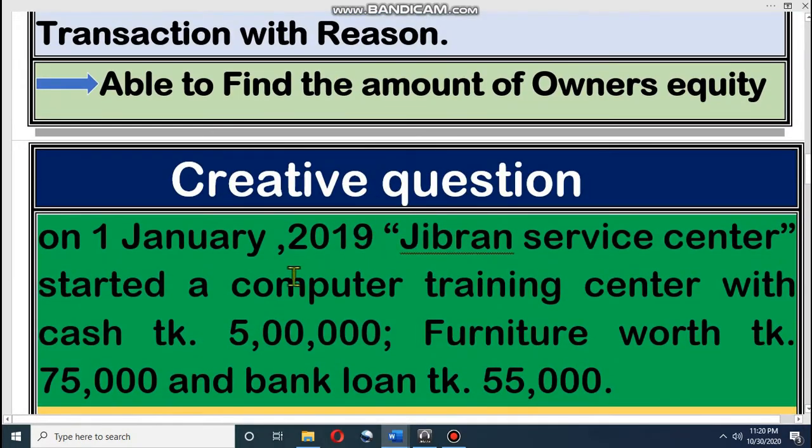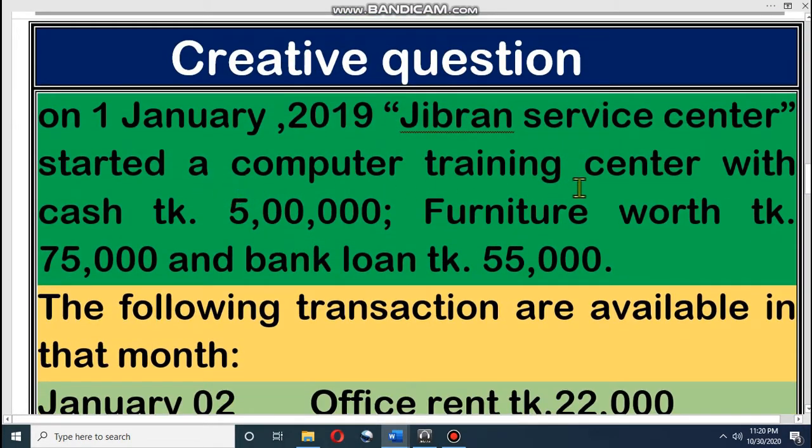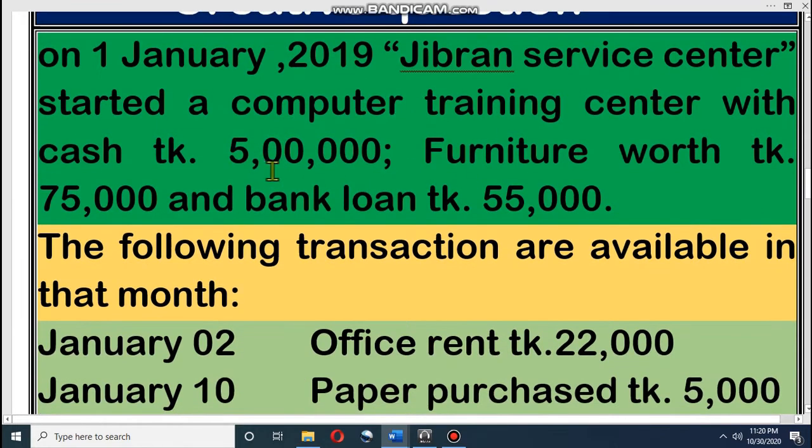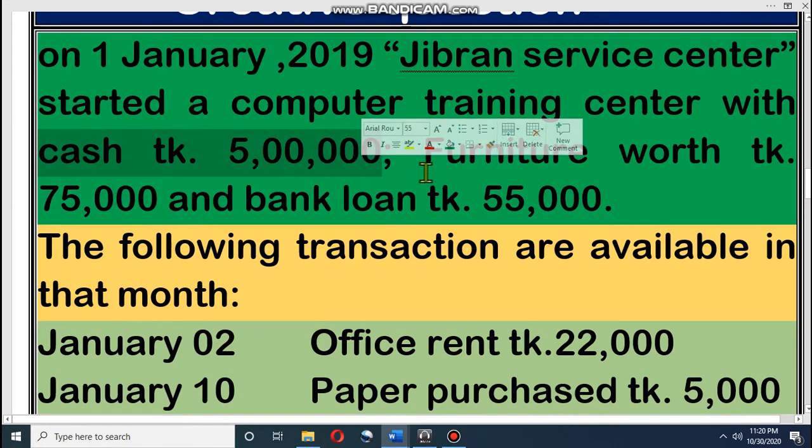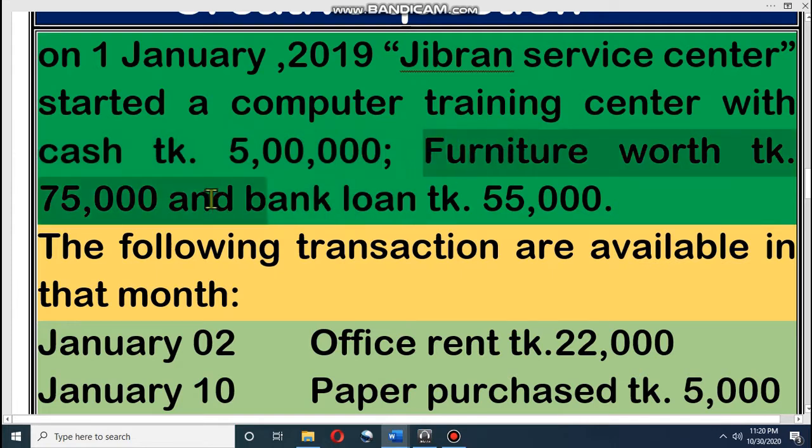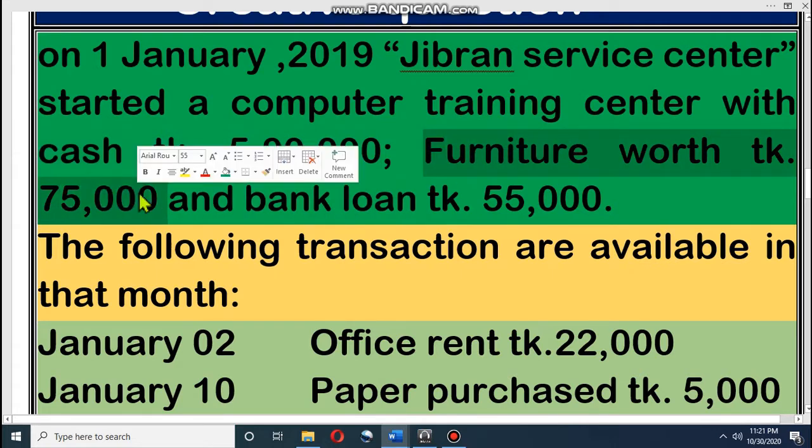Dear student, look at the question. Started a computer training center. That means this is a new business. So in a new business, whatever asset is given by the owner, that is opening capital. Look at cash 5 lakh. That means to start a training center, the owner of the business gave cash taka 5 lakh. So this is an asset, this is opening capital. Then furniture is 75,000. That means the owner had some furniture at his house and he has given this furniture to the business. So this is another opening capital.